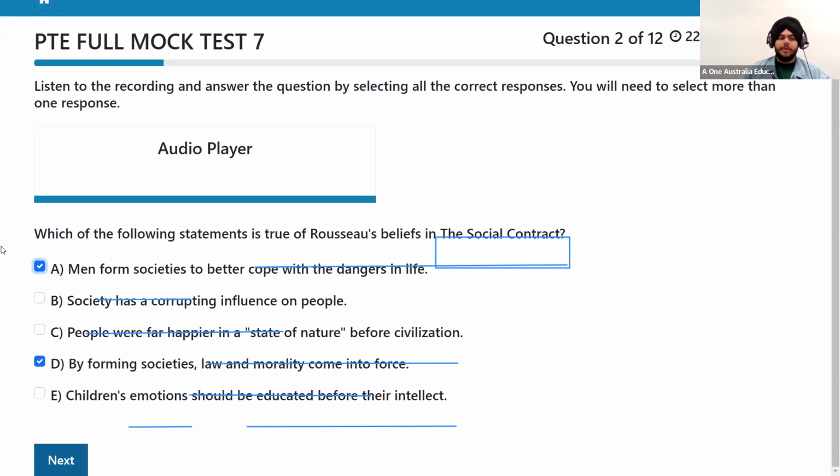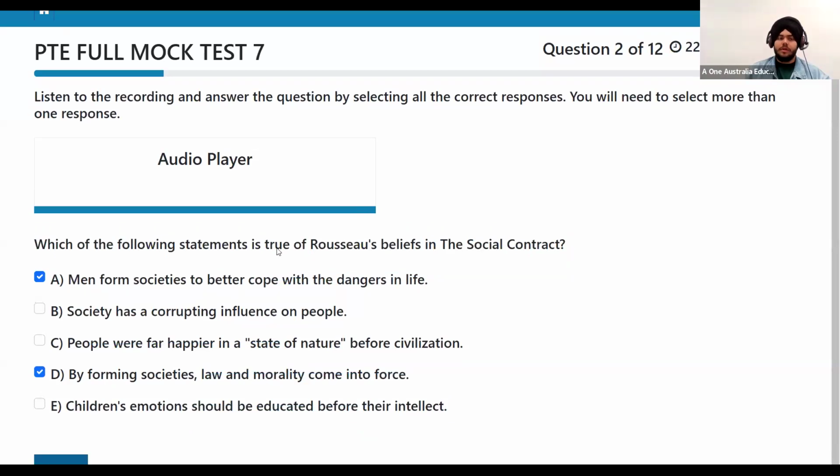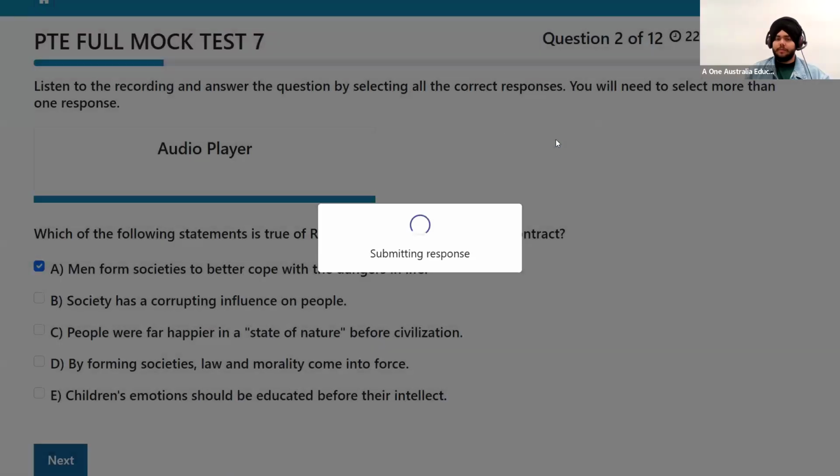Now see, guys, the speaker did say many of the sentences, but the main thing that we are going to focus on is which of the following statements is true in the social contract. So these are the main things that we are going to focus on. Okay. And here my correct answers were D and A. But if I'm not sure, I'll just choose one that I think is okay and move on, save my time. Now comes fill in the blanks, guys.